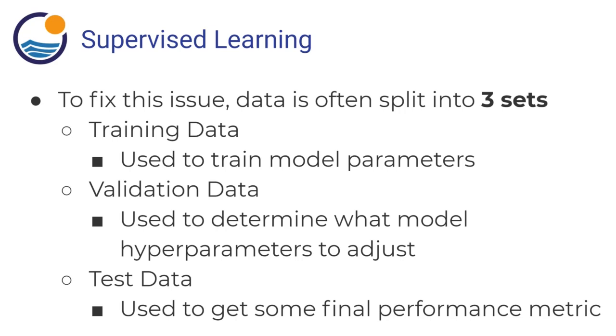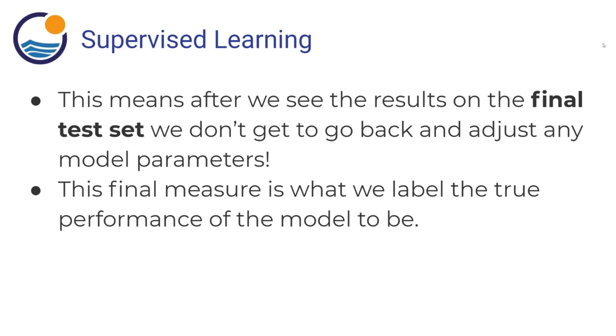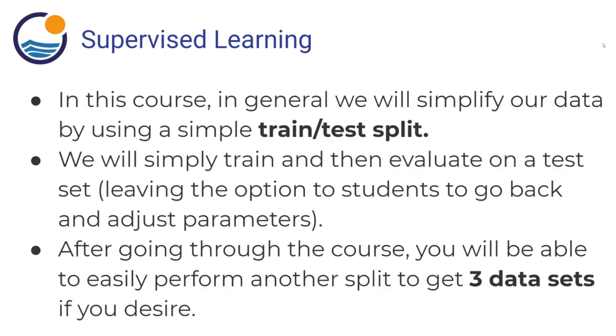Once you pass it through the test data and you get that performance metric, that's it. You don't really get to go back and adjust the hyperparameters. Otherwise, you're cheating yourself again on understanding the model's real performance on truly unseen data. So what this means is after we see that result on the final test set, we don't get to go back and adjust any of those model parameters. This final measure is what we label the true performance of the model on unseen data.